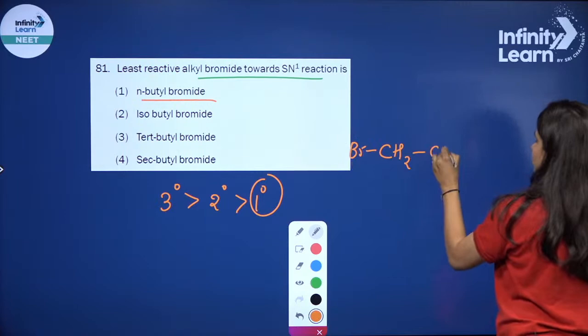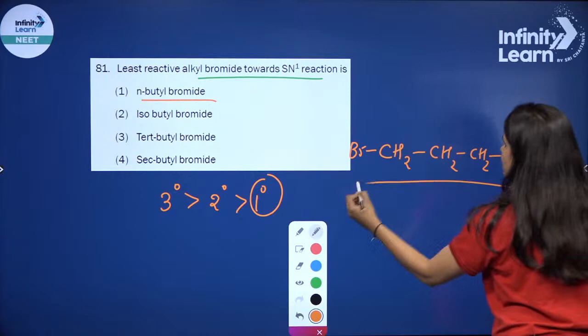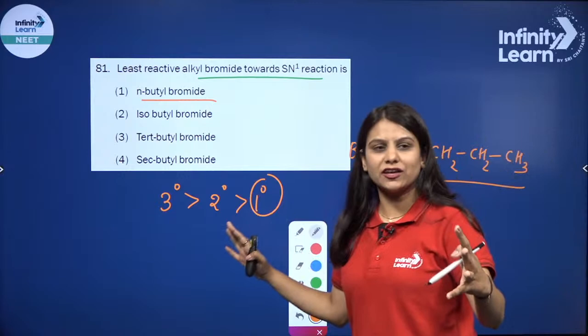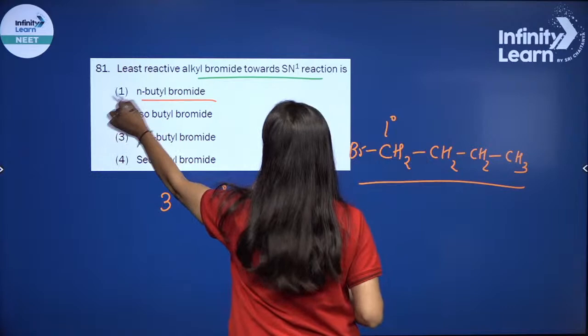CH2N-butylbromide. So what is this? Is this a primary halide? Yes, this is a primary halide. So it will show least reaction towards the SN1 mechanism. So what is the correct answer? Correct answer is option number 1.